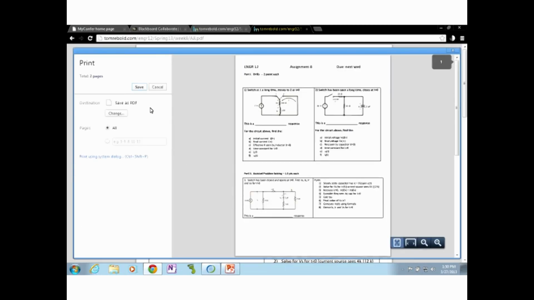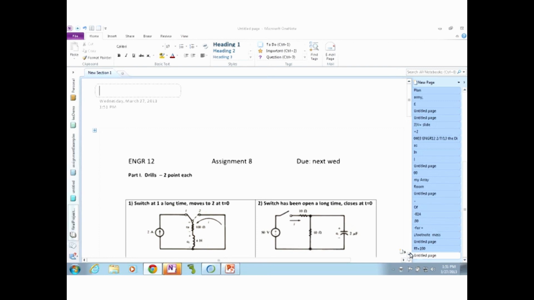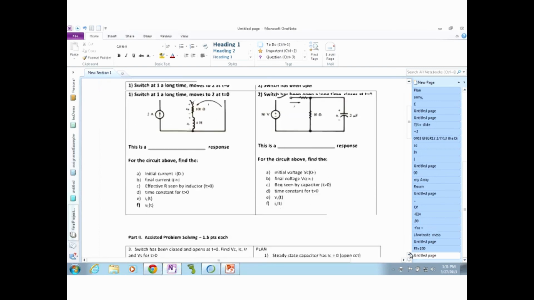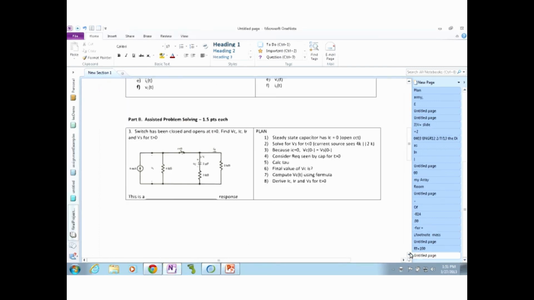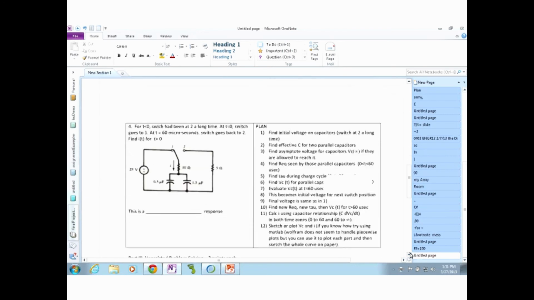I'm going to show you something just so you get an idea of what we're going to be doing. Maybe they're here. Most of these are relatively simple things, just like the problems we solved today.